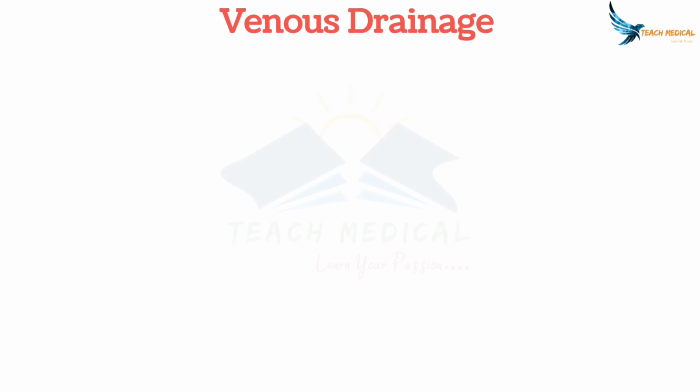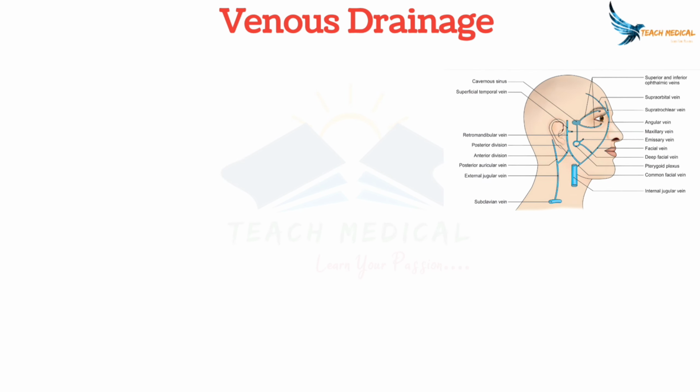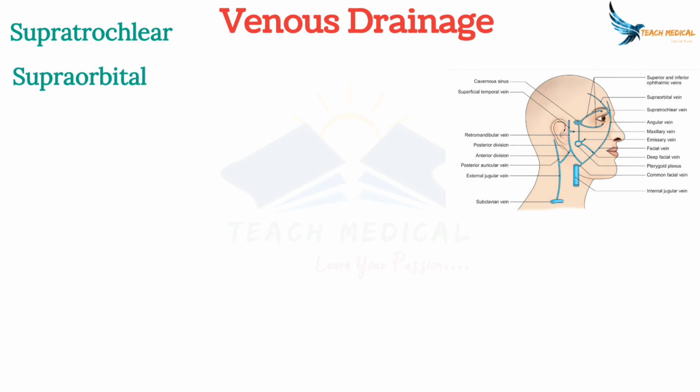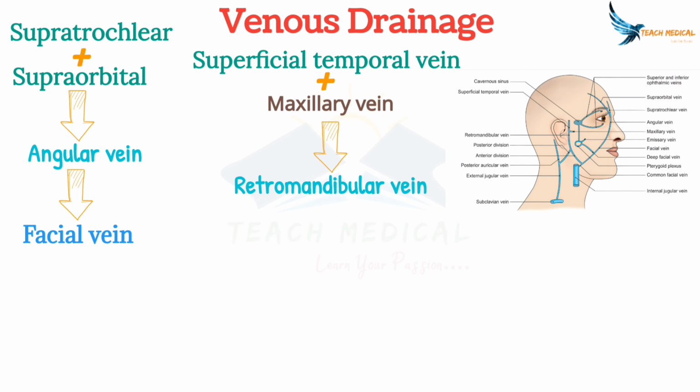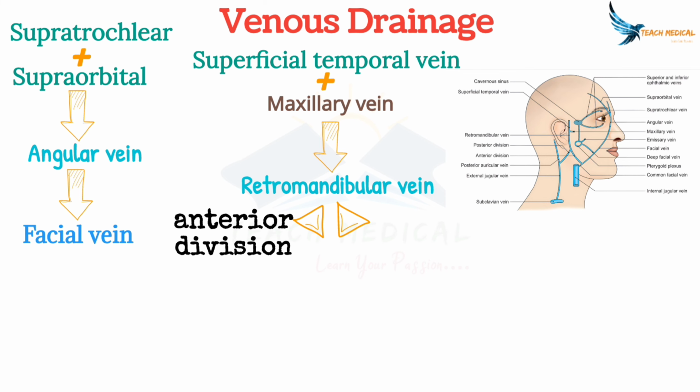Venous drainage. The veins of the scalp accompany the arteries and have similar names. The supratrochlear and supraorbital veins unite at the medial angle of the eye, forming the angular vein, which continues down as the facial vein. The superficial temporal vein descends in front of tragus, and joins the maxillary vein to form the retromandibular vein. This vein divides into 2 divisions.